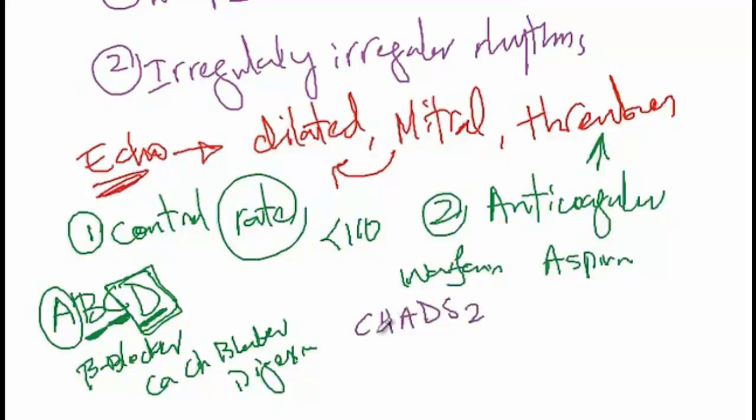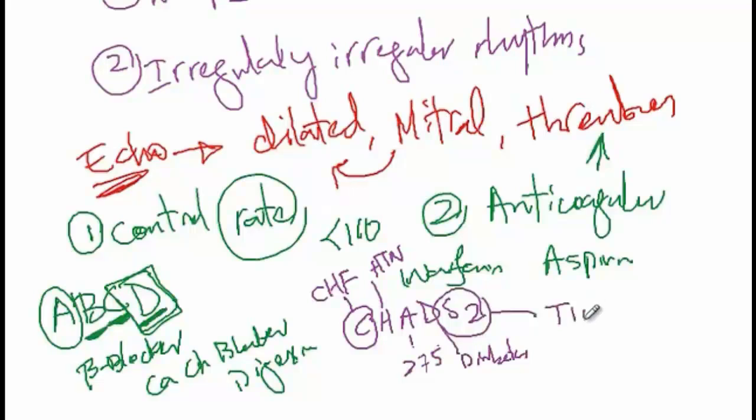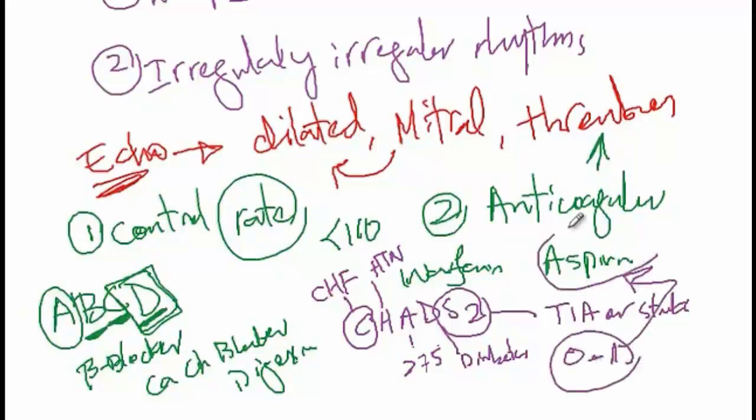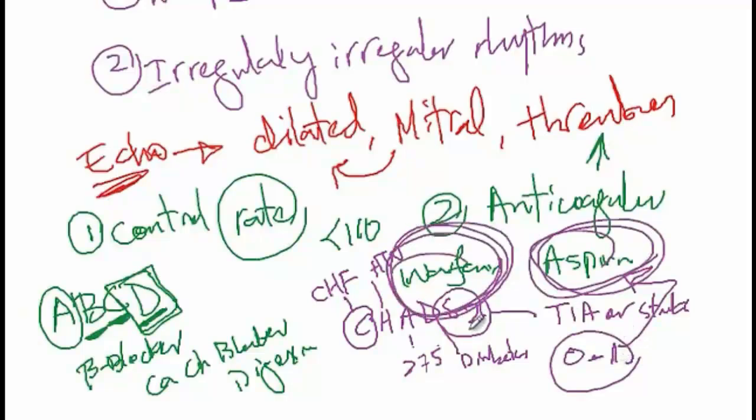So we have the CHADS-2 score. C corresponds to CHF, H for hypertension, A for age more than 75, D for diabetes, and then S2 corresponds to TIA or stroke. If a patient has either of these two, that would be considered as 2 points. If the sum of these points is 0 to 1, then you will give this patient aspirin. If the count is 2 or more, then you will give warfarin.